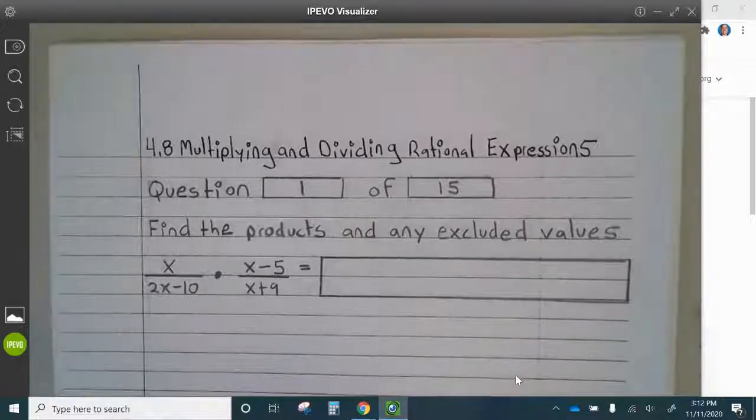Podcast. Today we're looking at 4.8, multiplying and dividing rational expressions assignment tutorial. Question 1 of 15. Find the product and any excluded values.